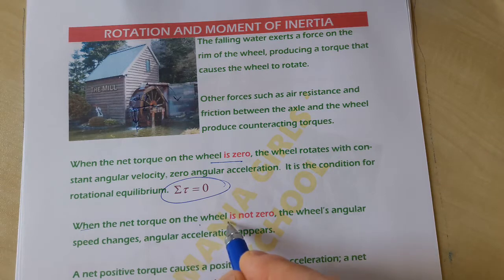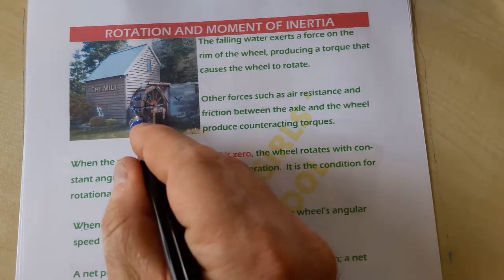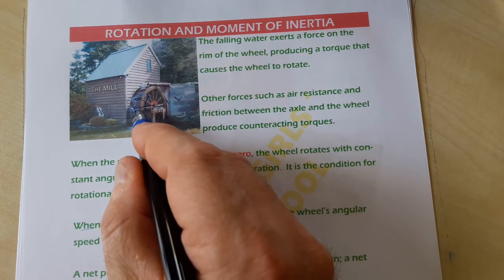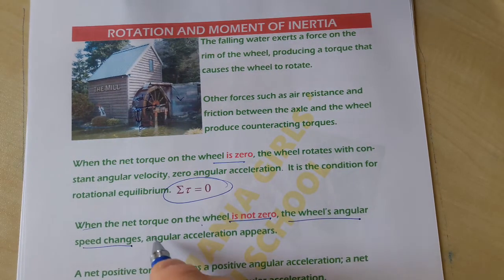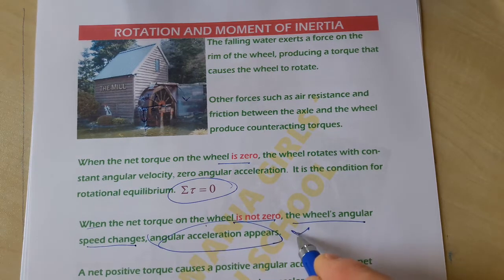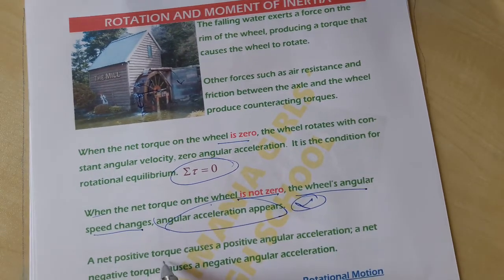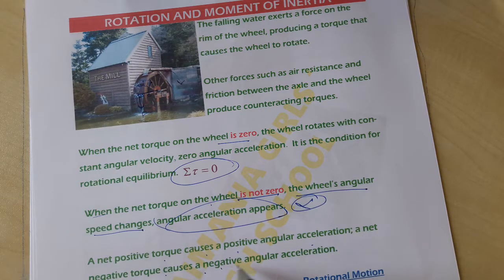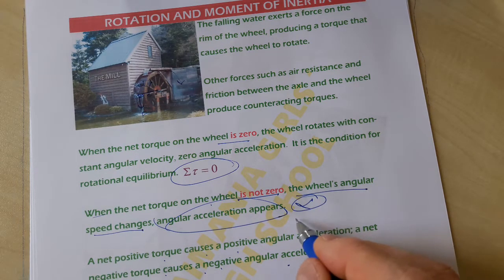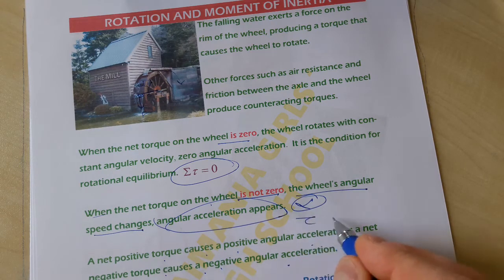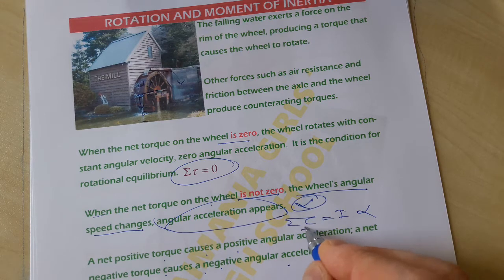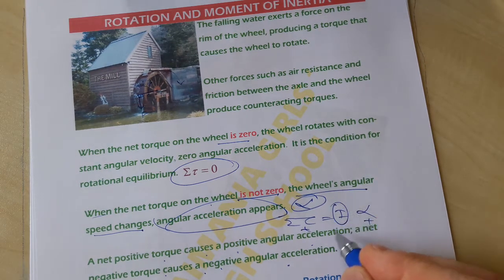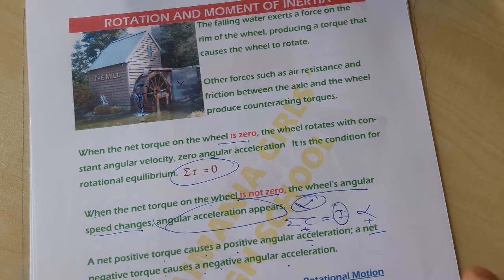When the net torque on the wheel is not 0, so if the water is applying a greater torque, then the wheel's angular speed changes. That is, an angular acceleration alpha appears. A net positive torque causes a positive angular acceleration, a net negative torque causes a negative angular acceleration. It's very simple because the relation between them is this. Sum of the torque acting on the object is equal to I times alpha. If this is positive, this is positive, because this is a scalar quantity. If this is negative, this is negative.